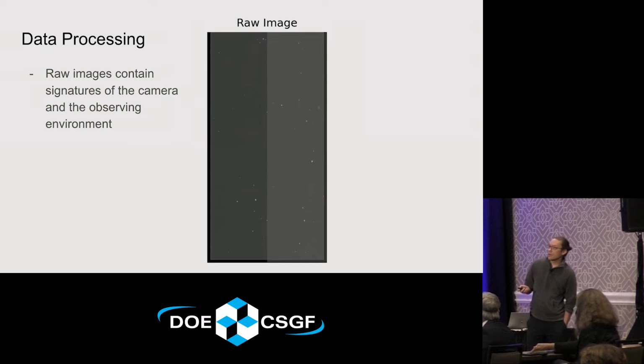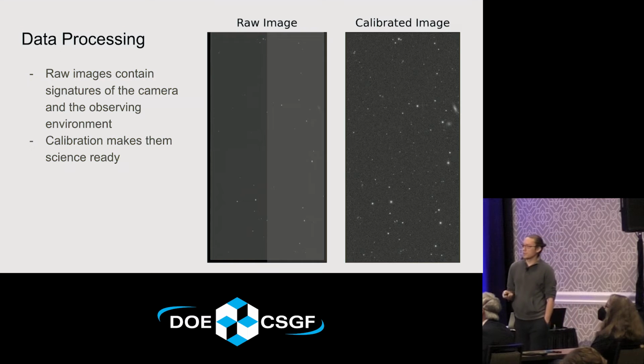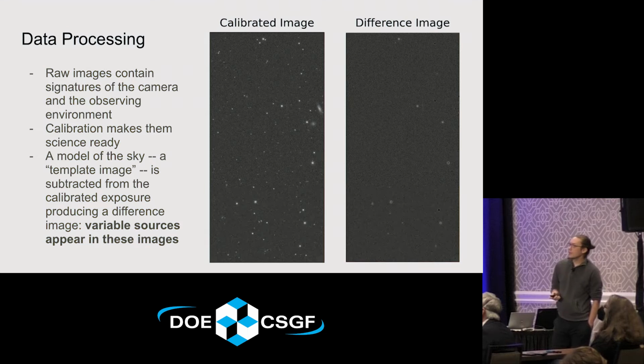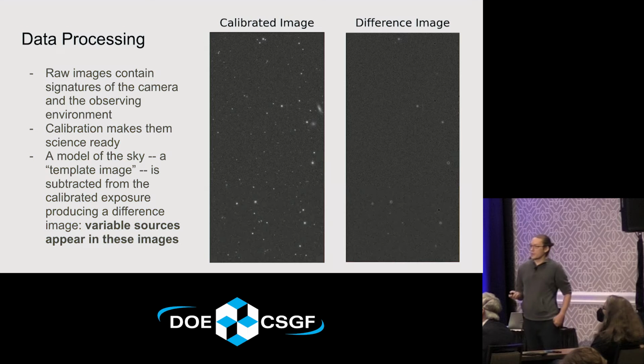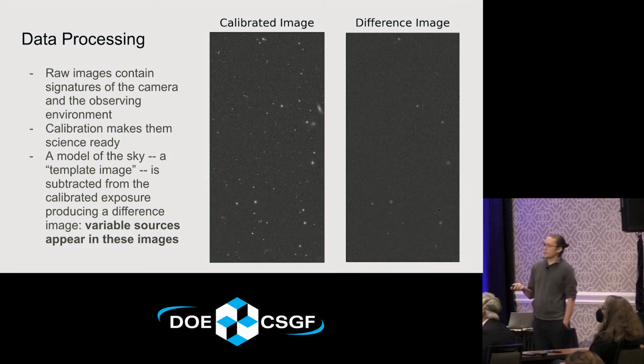So next I'll talk about what exactly is this data that we get from the telescope. This is an image of one of the raw images from the dark energy camera, and it contains signatures of the camera and the observing environment. We can use the pipelines to calibrate them and make them science ready. This is what's on the right. You can see stars and galaxies. And then additionally, we can make a model of the sky called a template image and subtract that from the calibrated image to produce a difference image, which is what I'm showing on the right. And what you'll see on the right are dots of light, which represent variable sources that appear in this image.